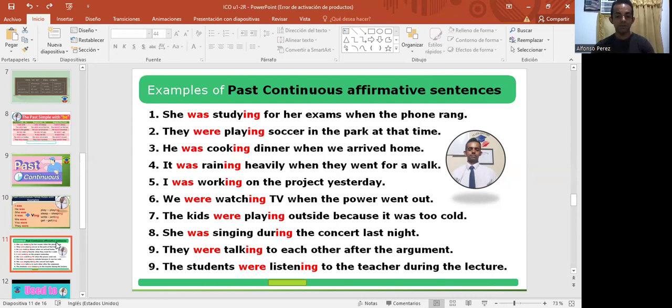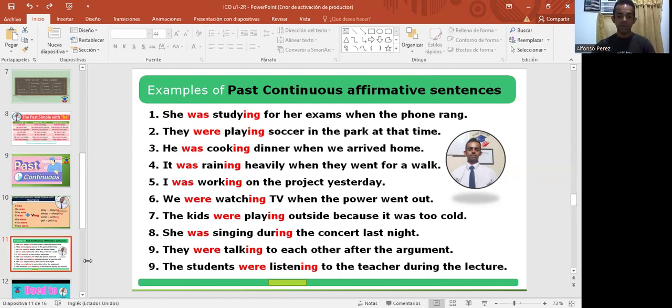So here we have singing and during. Don't confuse, during is a conjunction. So it connects both sentences. We use during, while, or when to connect the two sentences, the past continuous and the past simple. They were talking to each other after the argument. Argument means that there was a problem during the conversation. They didn't agree on something. The students were listening to the teacher during the lecture, good.